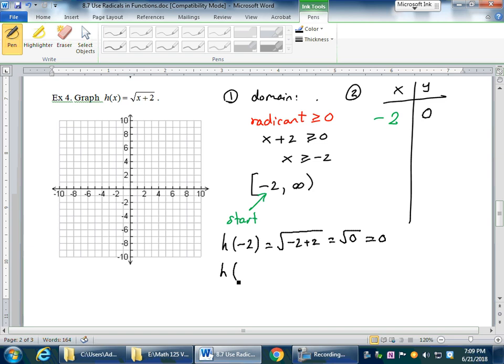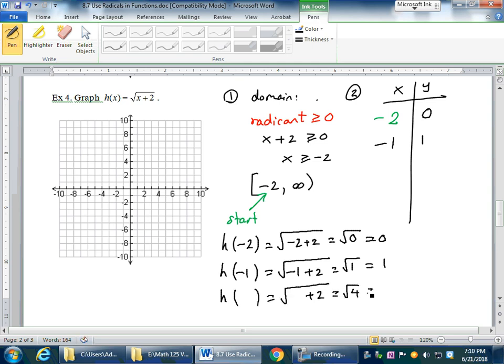The next value that I'm going to pick is the next perfect square number that's greater than 0, which is 1. So the only number that's going to work to get 1 is when x is -1. So when x is -1, that will become 1. The next one, we want another perfect square number, which is 4. So I must pick 2, because 2 plus 2 will become 4, and the square root of 4 is 2.